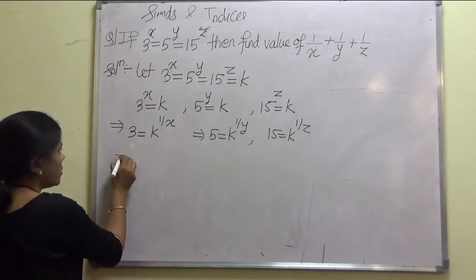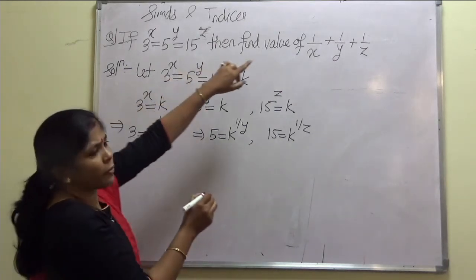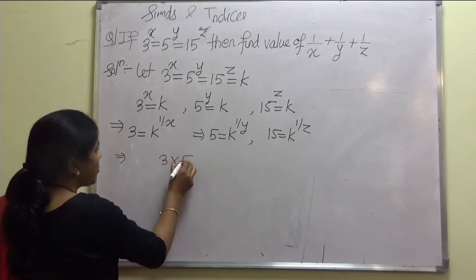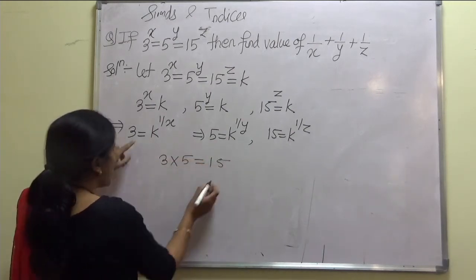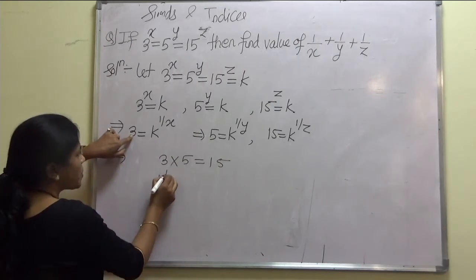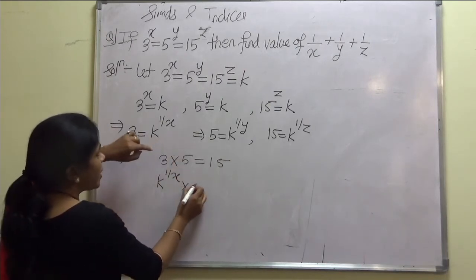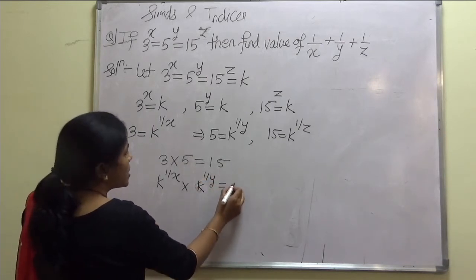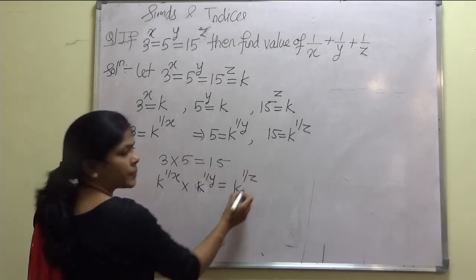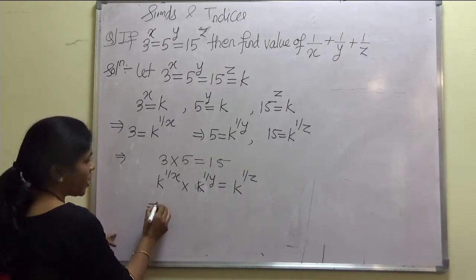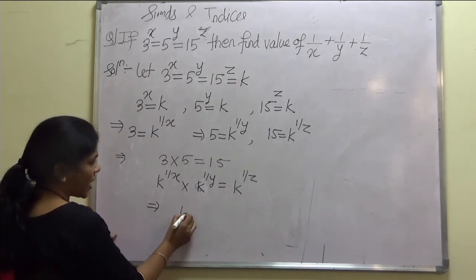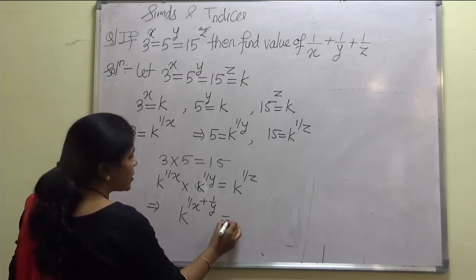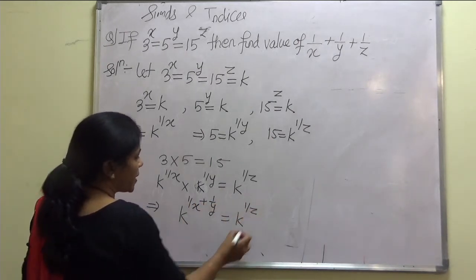Now we wish to find out that value. So we know that 3 into 5 is nothing but 15. We have the value for 3, that is k raised to power 1 by x, the value for 5, that is k raised to power 1 by y, and 15 is k raised to power 1 by z. Apply the law of indices: since the base is the same, we can add the indices. So it is k raised to power 1 by x plus 1 by y equal to k raised to power 1 by z.